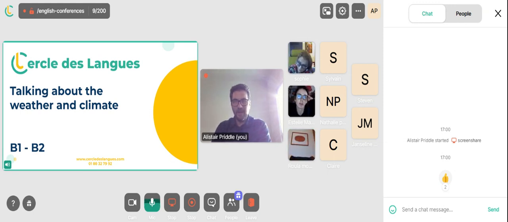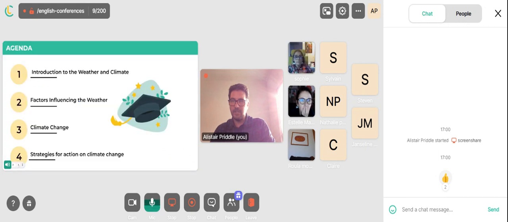And today we're going to be talking about the weather and climate. So, all about weather and climate today. So, let's get started. Let's have a look at our agenda for today. So 4 parts to the lesson today. We want introduction to the weather and climate. Number 2, factors influencing the weather. Part 3, climate change. And part 4, strategies for action on climate change too.